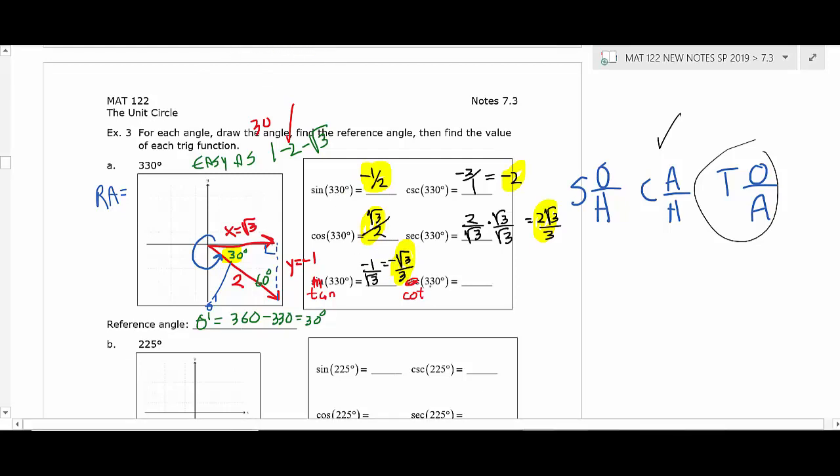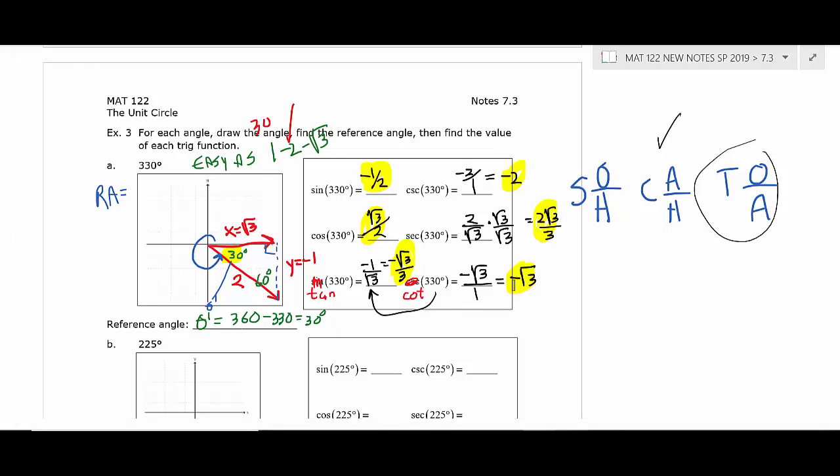Okay, the cotangent is the reciprocal, so I would reciprocate here. So I would have negative root 3 over 1. It doesn't matter where the negative is. It's just a negative answer. So you have that. Okay, so that's how you do that then. And again, all these problems are checkable on your calculator.